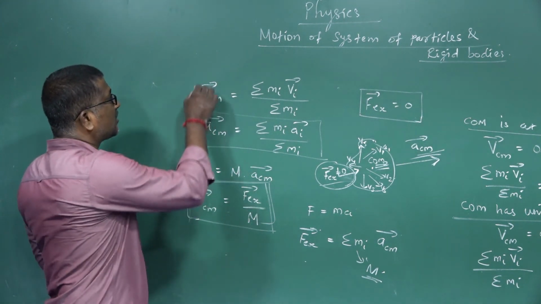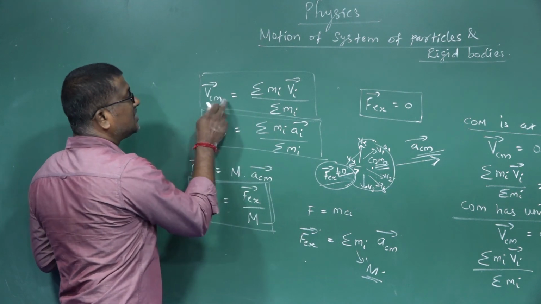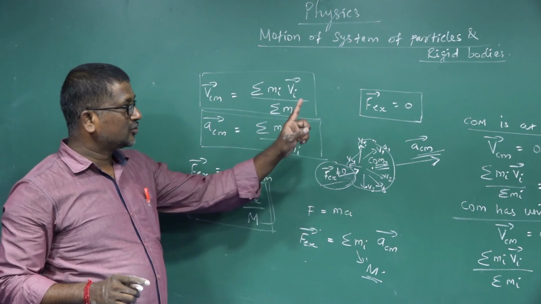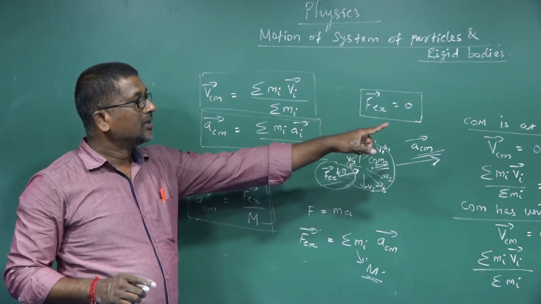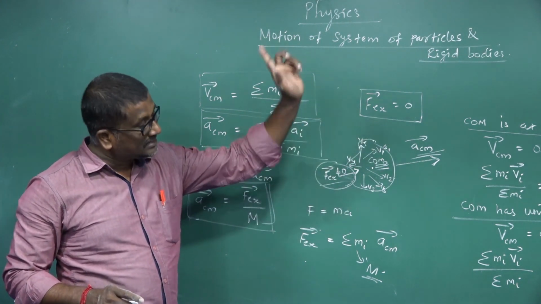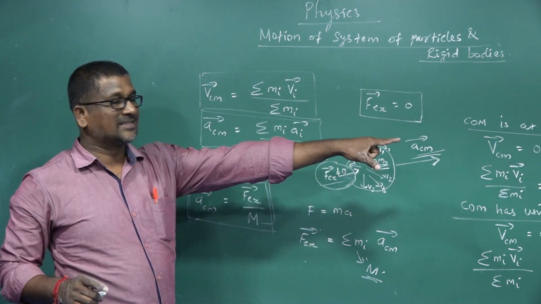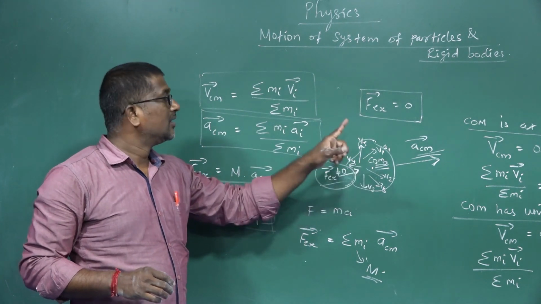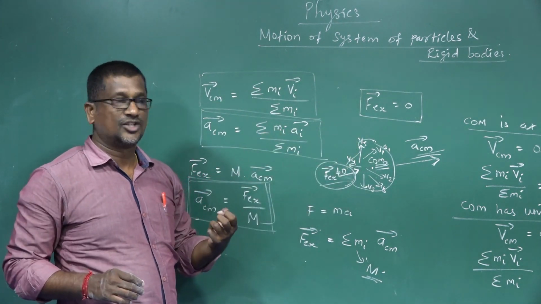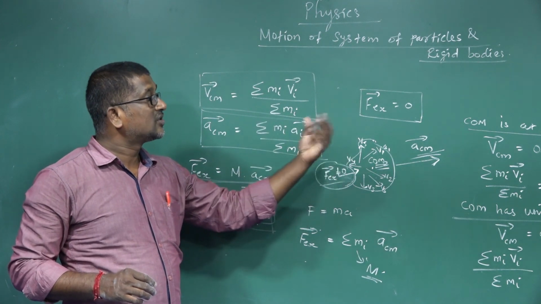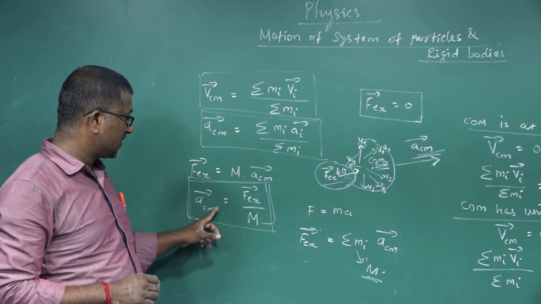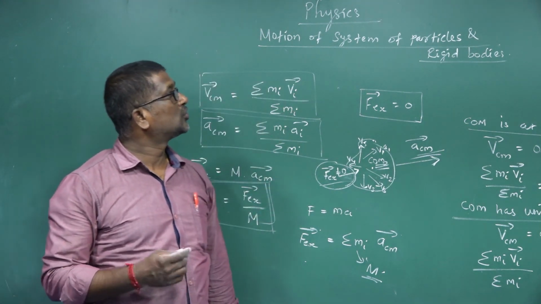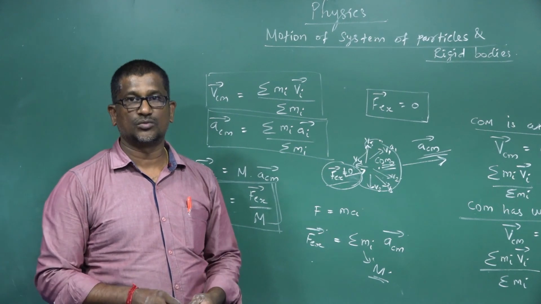And the velocity of the center of mass is given by V_CM vector is equal to summation m_i V_i vector divided by summation m_i. If there is no external force acting on the rigid body, the velocity of the center of mass may be 0 or constant, but the acceleration value is 0. If an external force is acting on the rigid body, the body experiences an acceleration. The acceleration of the center of mass is given by A_CM vector is equal to F external vector divided by M. So this is about the motion of the center of mass.